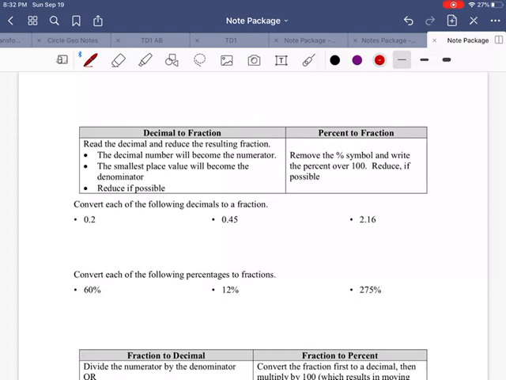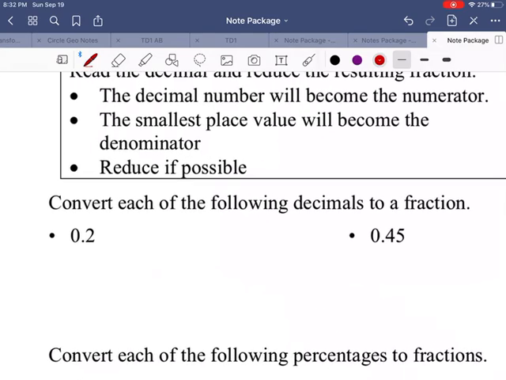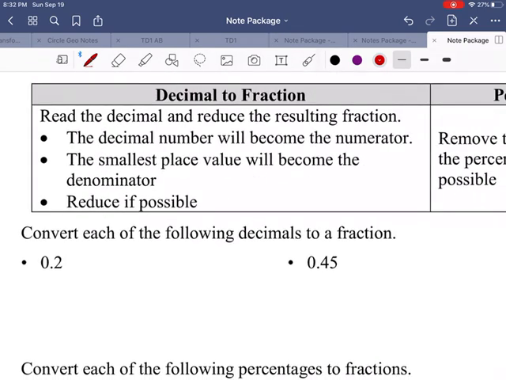Now, if we want to go from a decimal to fraction, I kind of talked about it on the last page. So read the decimal and reduce the resulting fraction. This first one here, you have to look at the column. Now that's in the tenths column. So if we write this as a fraction, that's going to be 2 out of 10. And we can reduce that. It becomes 1 over 5.